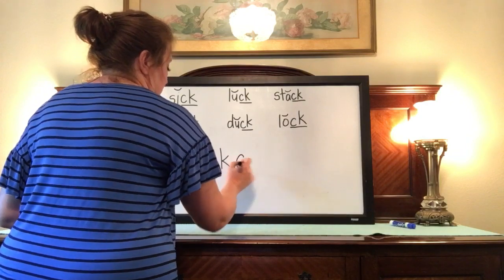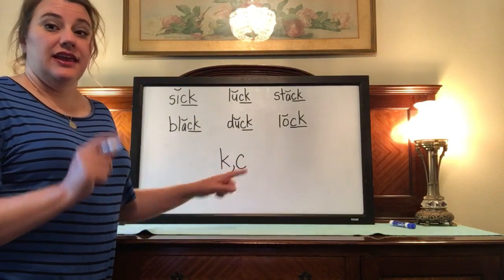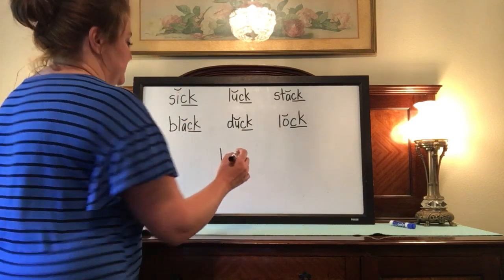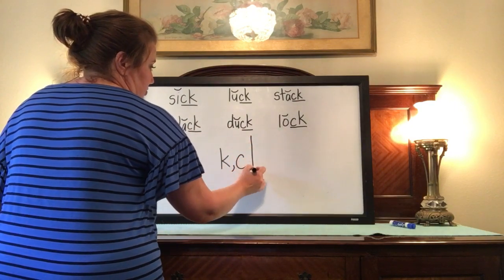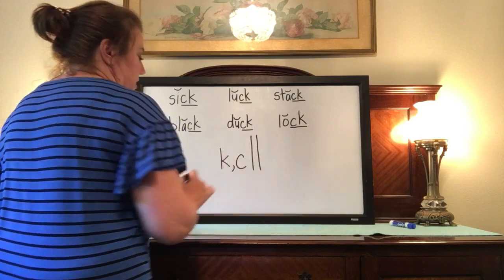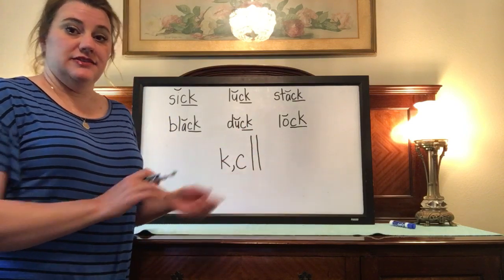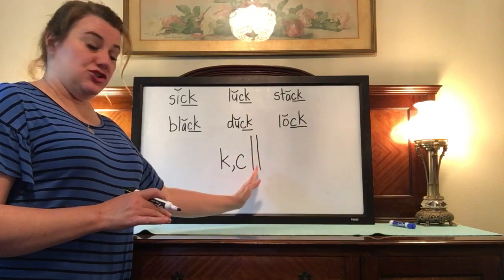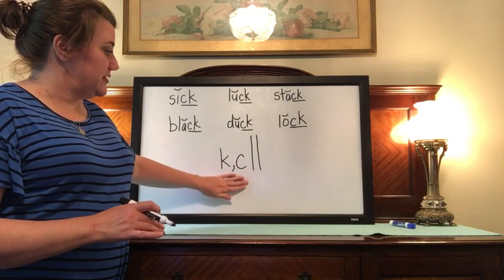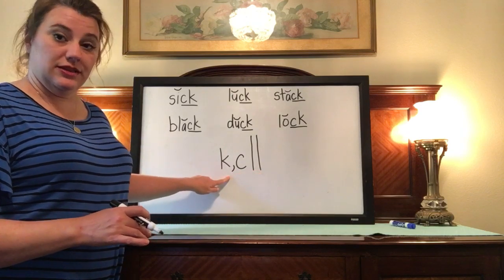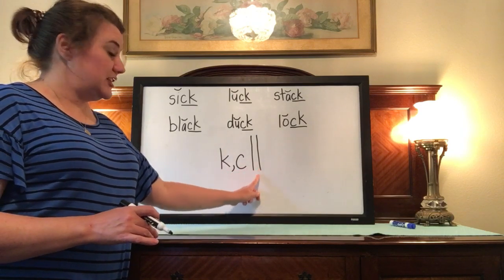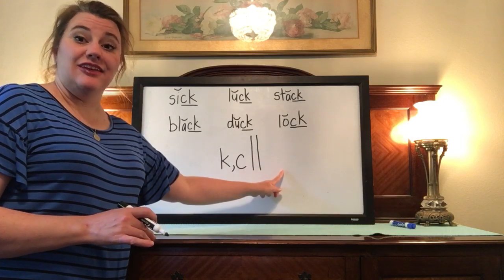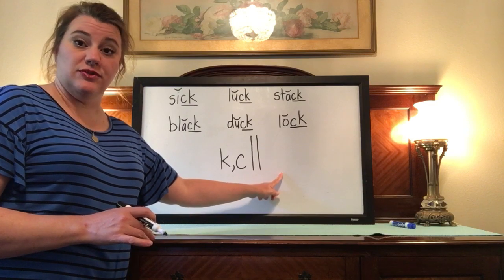K and C. Now, you're going to add something to that. Watch what I do. You're going to draw two nice tall vertical lines that tell you that this is the finish. These are the beginning sounds because they're before the line. This is the finish or the final sounds. So this is the sound at the finish or the final part of the word.